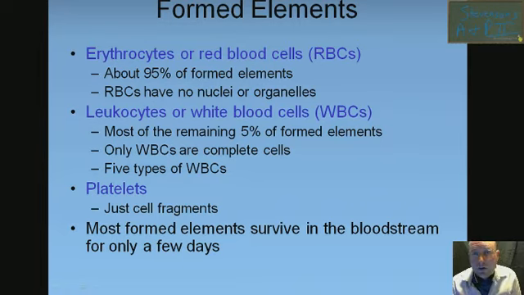Okay, there are 5 different types of white blood cells, which we will go over in much detail. And then you have platelets, which are fragments of cells that are there specifically for clotting the blood and preventing further blood loss. Okay, most formed elements will survive in the bloodstream for only a few days.